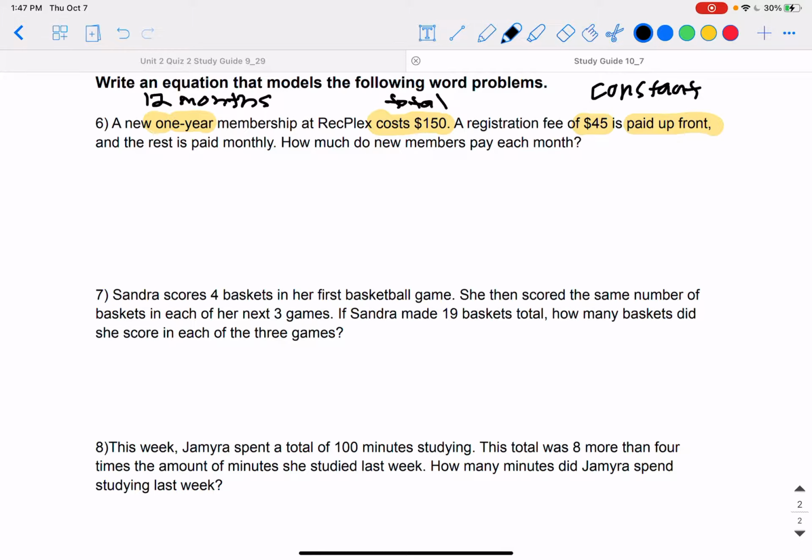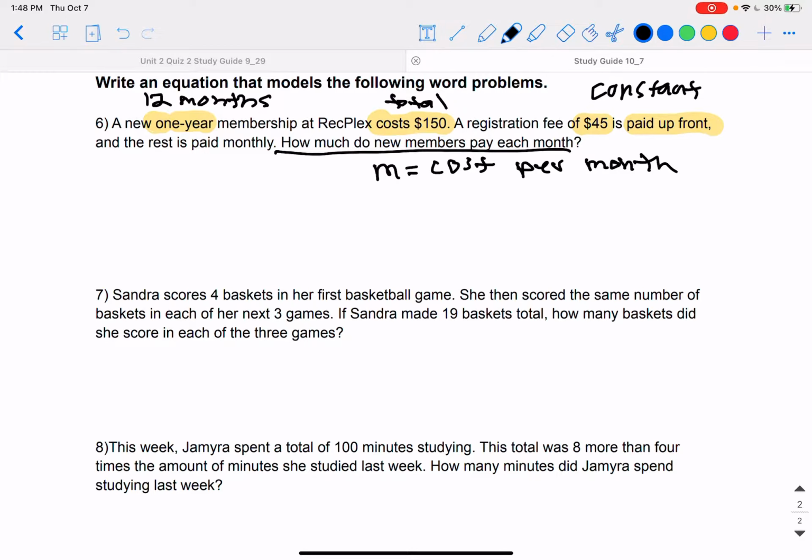Okay, the rest is paid monthly. How much do new members pay each month? So look at what the question is asking you. How much do new members pay each month? So that's what we don't know. That's going to be our variable. I'm going to call it M. M is how much new members pay each month. So cost per month.